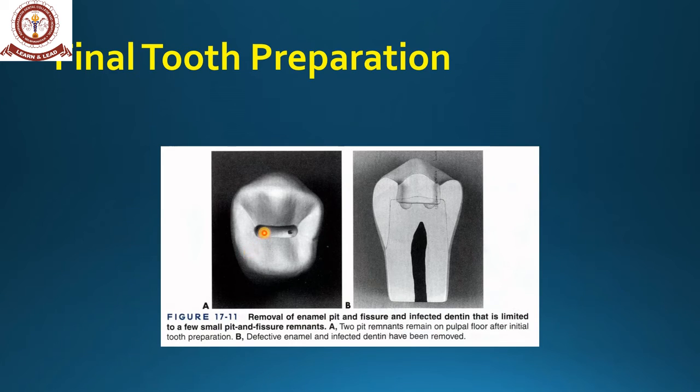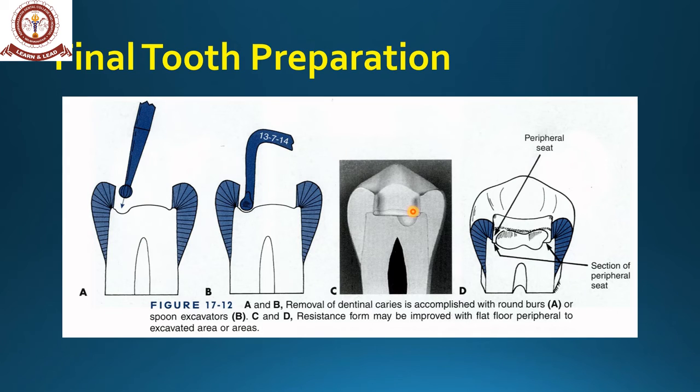In case it is an isolated caries like a pit, then you can remove the pit alone. Isolating the pit alone, you can remove it. So how will you remove it? You can remove it either by a burr or by a spoon excavator. A round carbide burr or a spoon excavator can be used to remove only the pit which contains caries, and there will be a peripheral sheet which will connect the enamel margin.